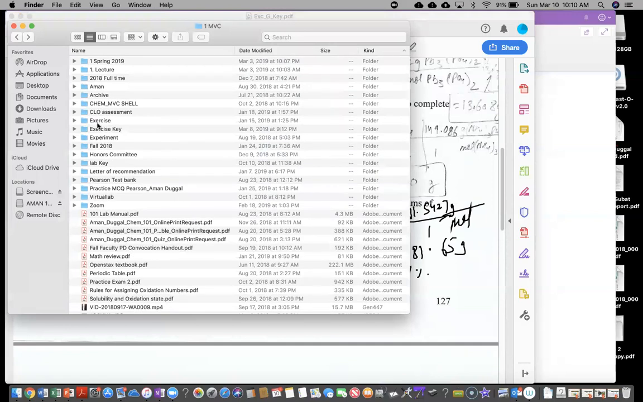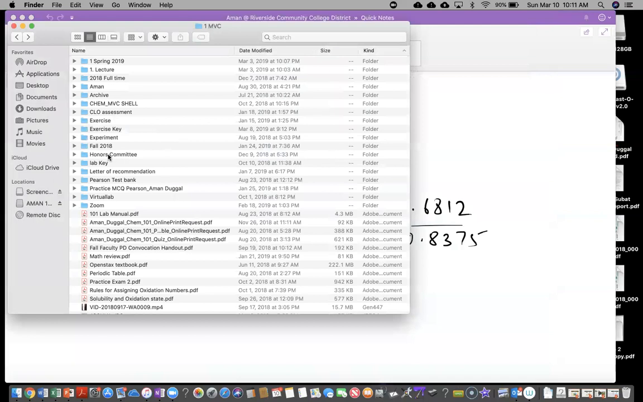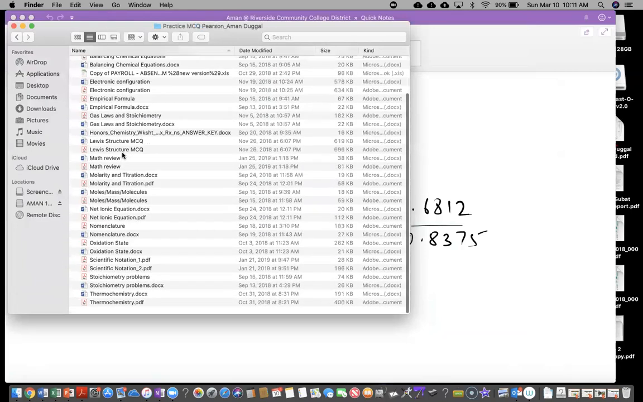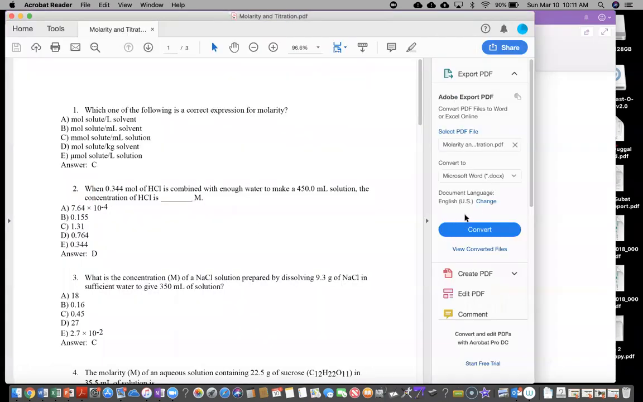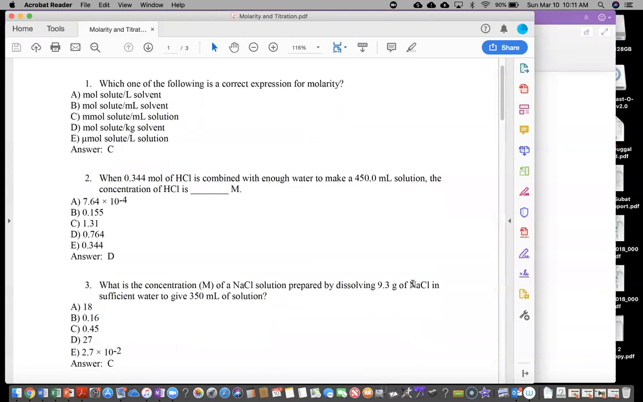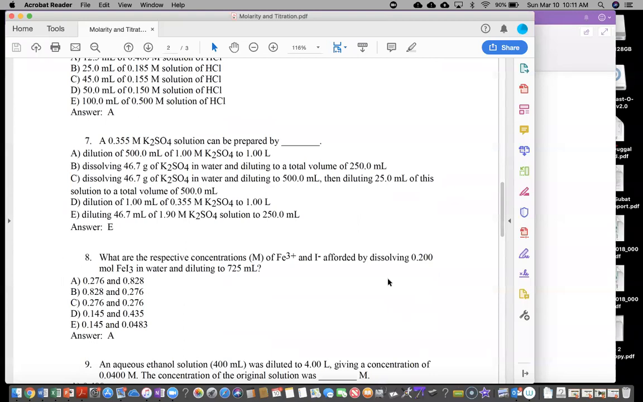Is your question on the same exercise? No, mine was going to be on molarity and titration. Molarity? Sure. On what exercise or worksheet? On the multiple choice sheet. On the molarity one. Yeah, right there. Okay. What question number? Sorry, I had to find. Number 7. Yeah. So it says can be prepared by.